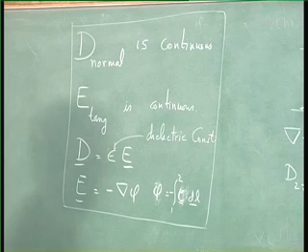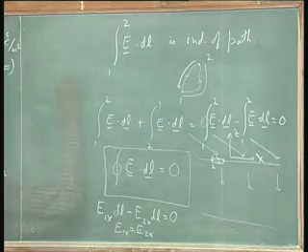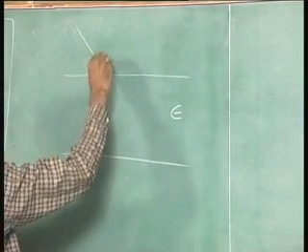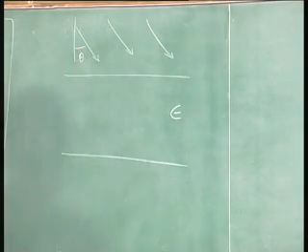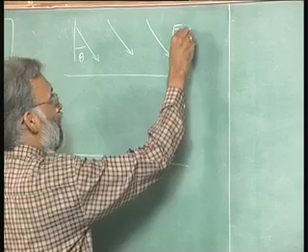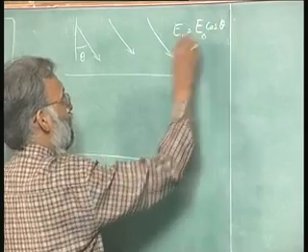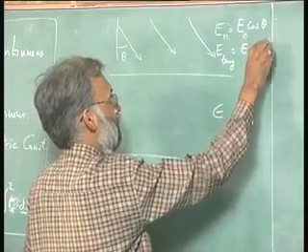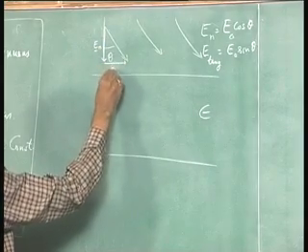Let me finish the class by trying and using these equations. Supposing I have a slab with epsilon and I have an electric field that is arriving at a slope. This angle is theta. So, the normal electric field E normal is equal to the magnitude of E, say the magnitude is E naught, cos theta, and E tangential is equal to E naught sin theta. So, this is E normal, this is E tangential.